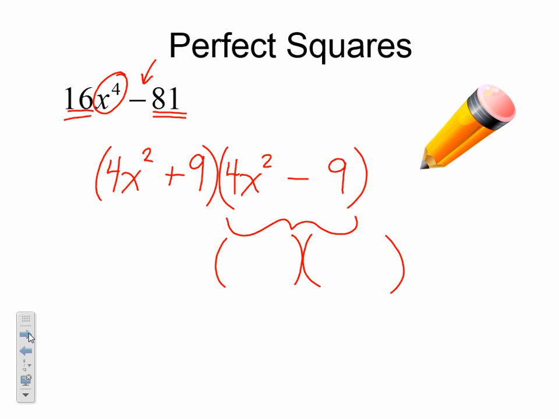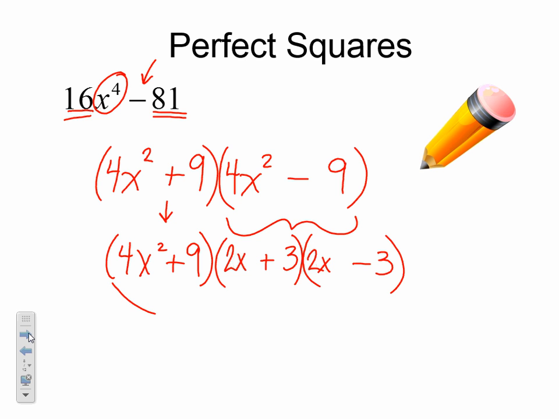To make 4x squared is 2x times 2x. To make 9 is 3 times 3, 1 positive, 1 negative. And that first one is not a difference of perfect squares, so we can leave him as is because he does not follow the difference of perfect squares pattern. So all of these are the factors that would need to be multiplied in order to create this original problem.